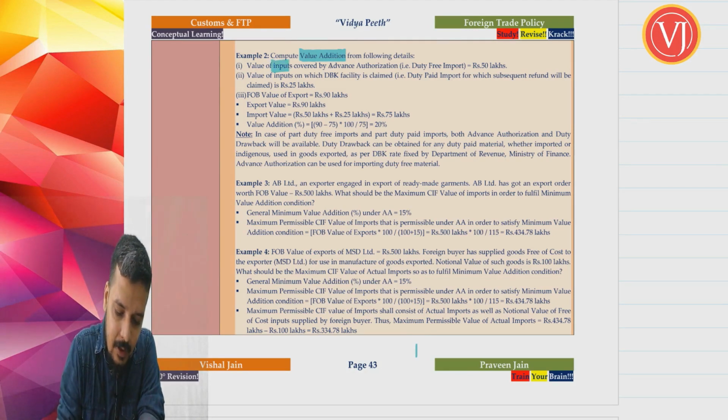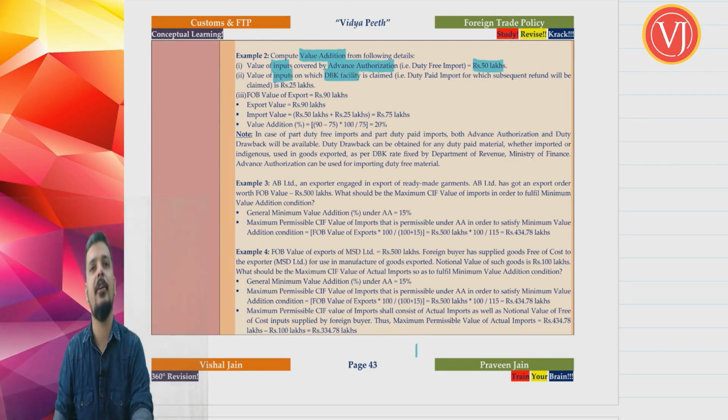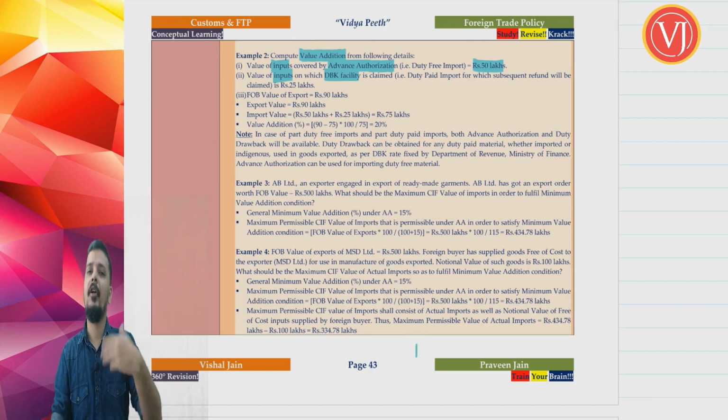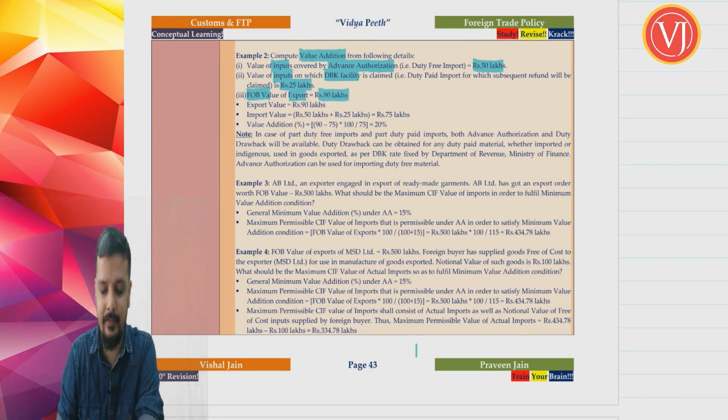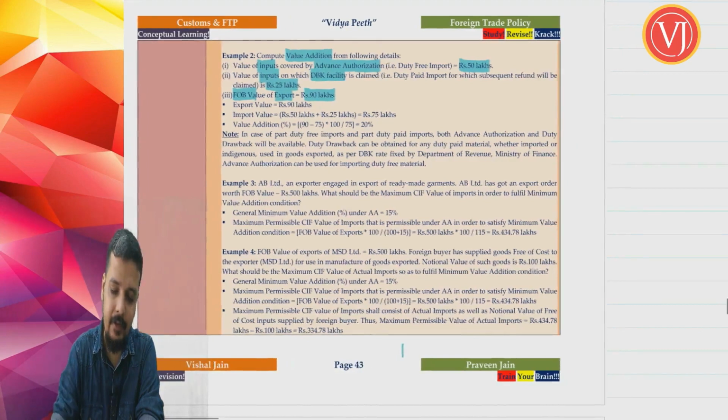Value of inputs under advance authorization, duty free import, 50 lakhs. Value of inputs under duty drawback facility, which means that you have paid the duty but you are going to claim duty drawback. Even that will be added in your import value, 25 lakhs. FOB value of export is 90 lakhs. That's it. Now if you are to calculate validation here, what is your export value, friends?